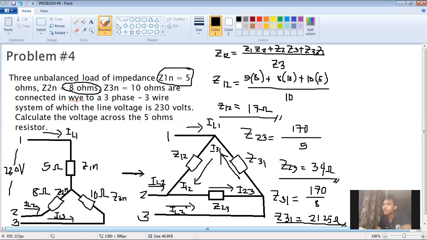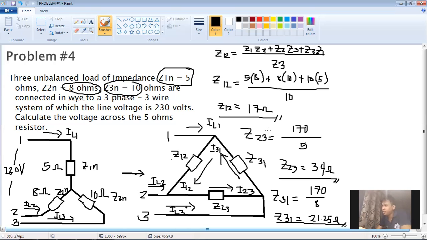We have the Z3N is 10 ohms. So that will be 8 times 10 plus Z3 is 10 times 5 all over with 10. So upon calculation, the impedance of Z12 will be 17 ohms. And also we can get the impedance for Z23.